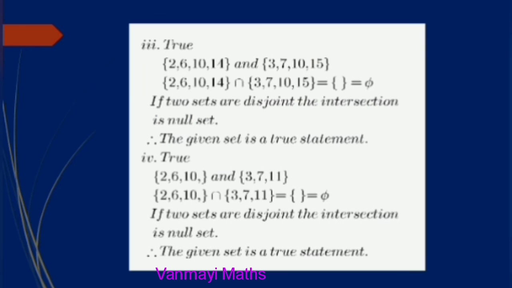The third statement is true because there are no common elements. That's why their intersection gives you a null set or empty set or void set. That's why the statement is true. And the fourth one is also true because there is no common element between the two sets. So the intersection gives you the empty set. So that's why these are disjoint sets.